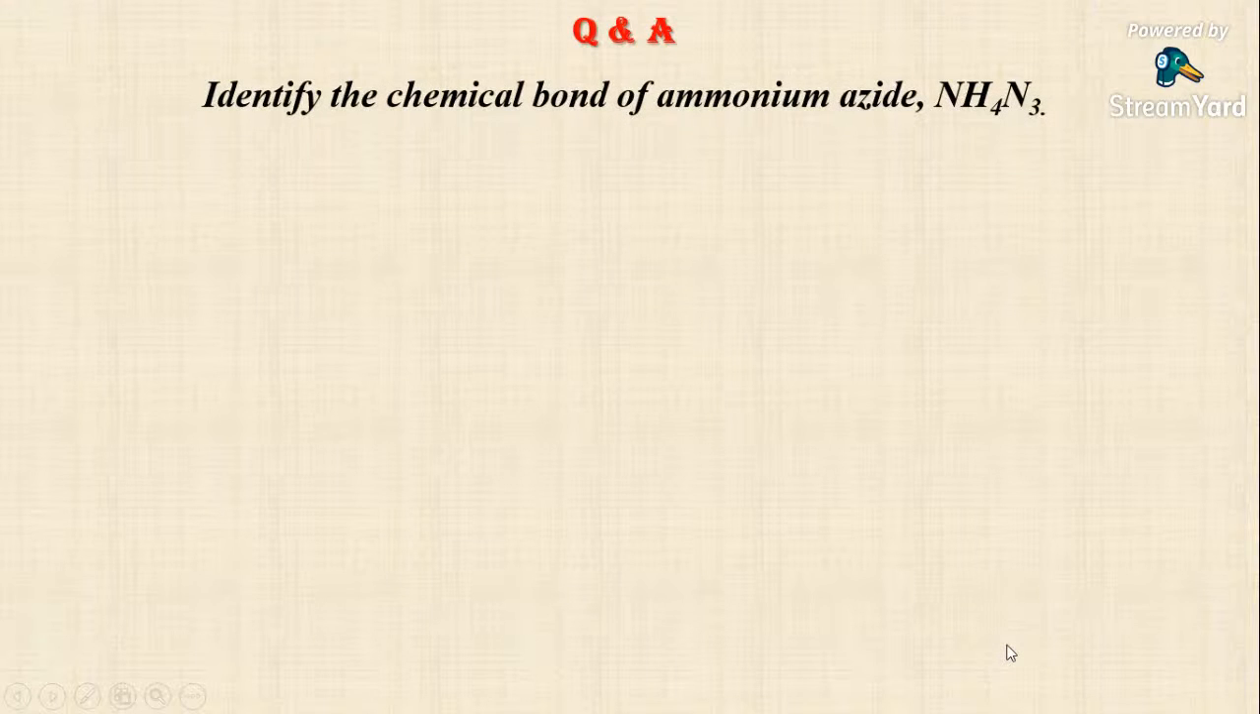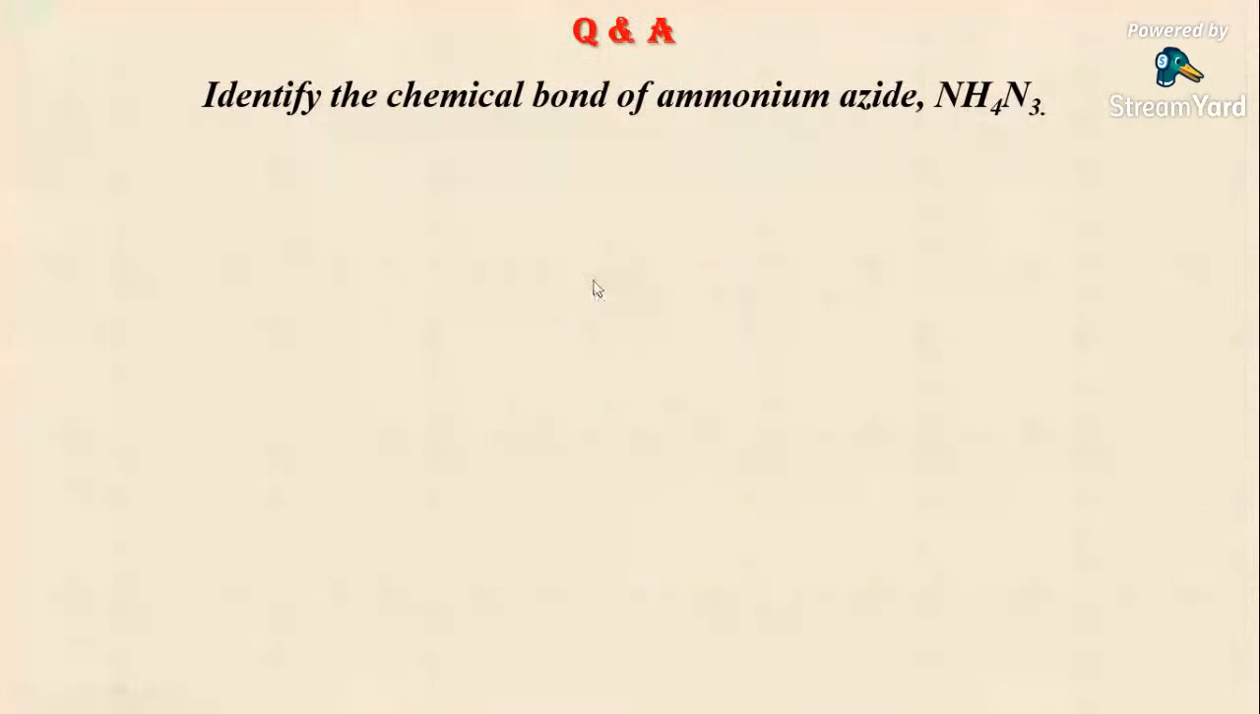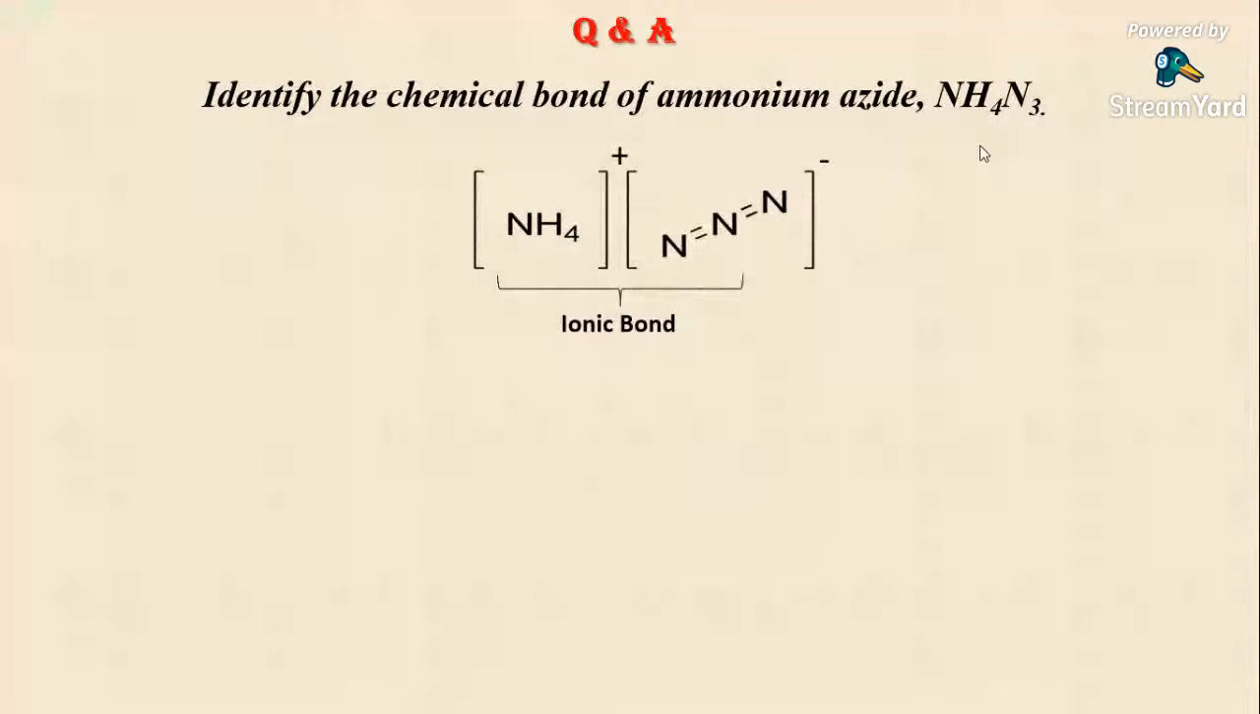Okay, let's try this question. If the question asks you to identify the chemical bond of ammonium azide, NH4N3, meaning you have to identify whether it's ionic bond, covalent bond or dative bond. For sure the answer is ionic bond. But before that, you have to know the structure of ammonium azide. NH4 is actually NH4 plus. You should be familiar with ammonium, but you may not be familiar with N3. The N3 is negative. So this is the ionic bond.